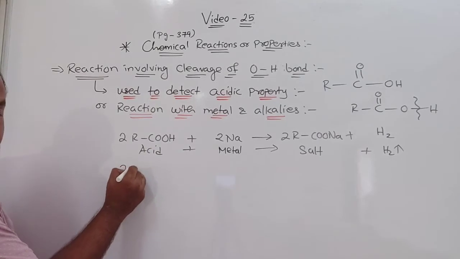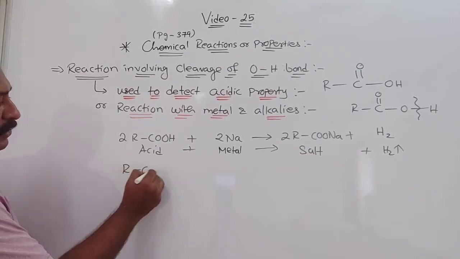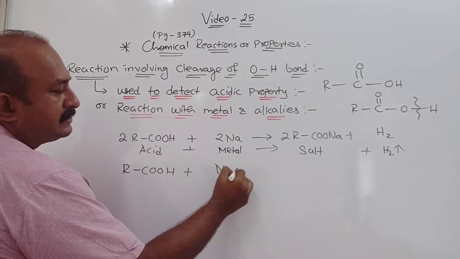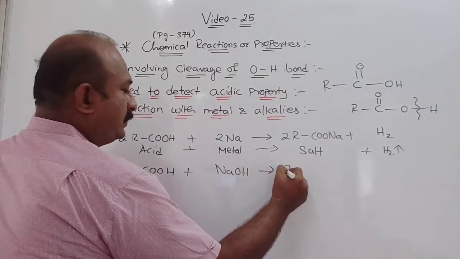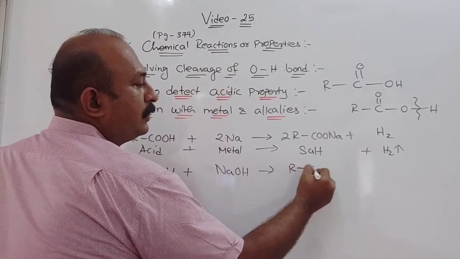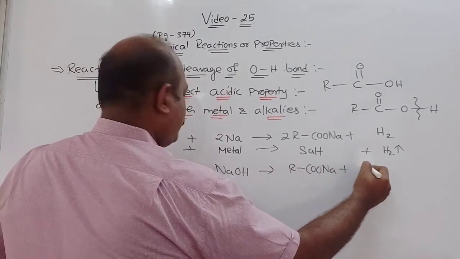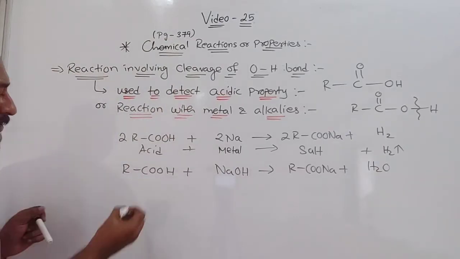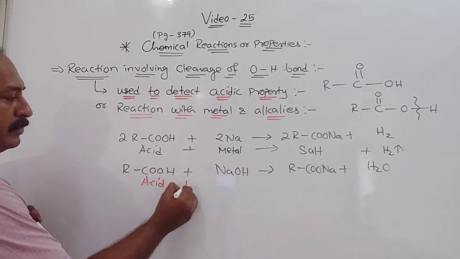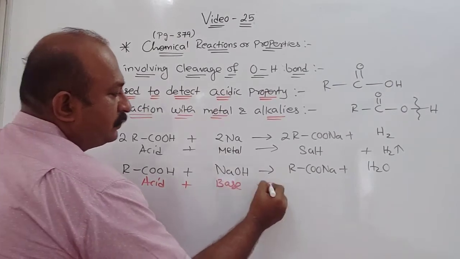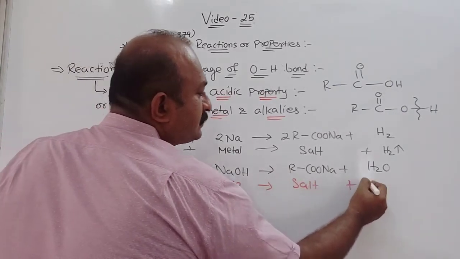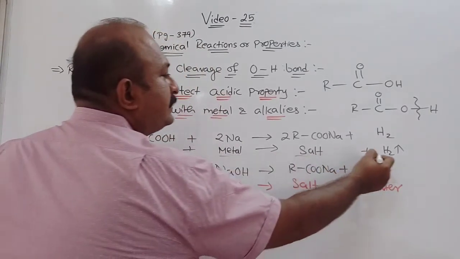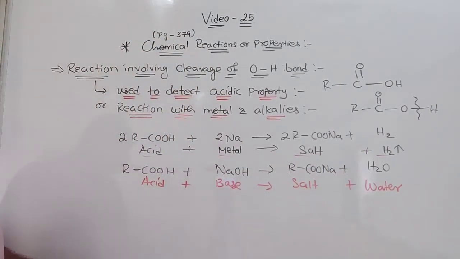The second reaction is given like this: RCOOH plus NaOH gives RCOONa plus H2O. Below this you can write: acid plus base gives salt plus water. Understood? This is an easy way to remember all these reactions.